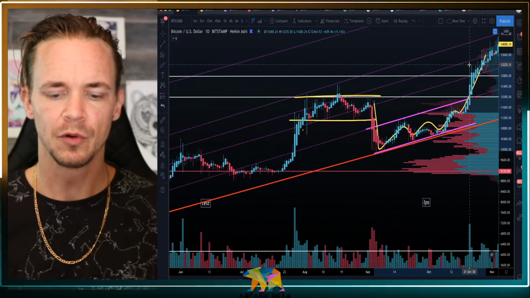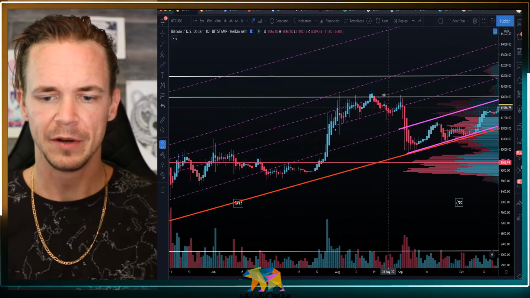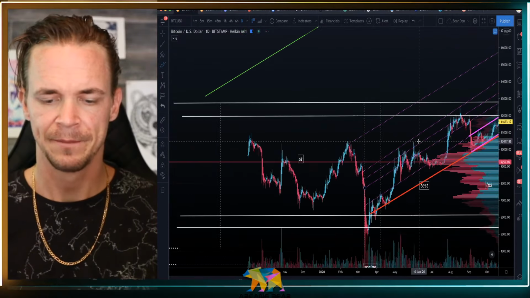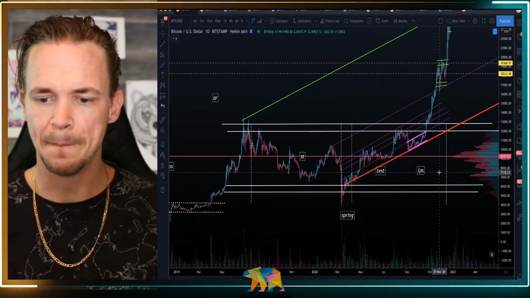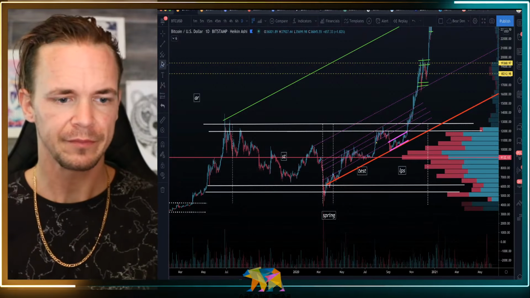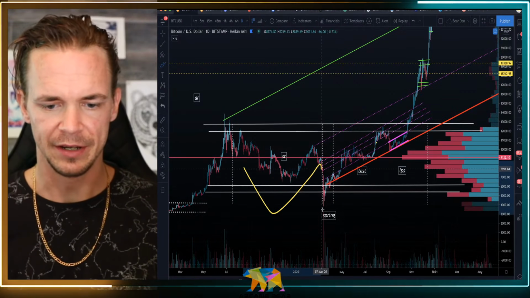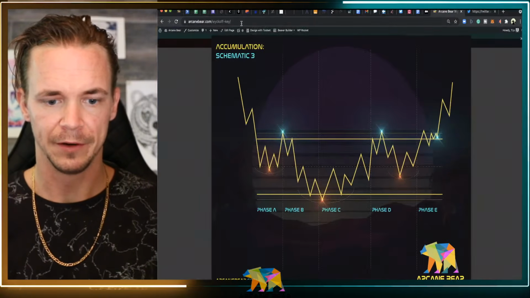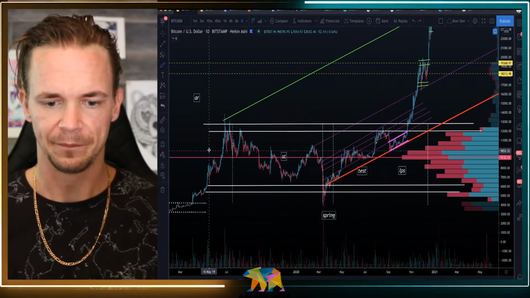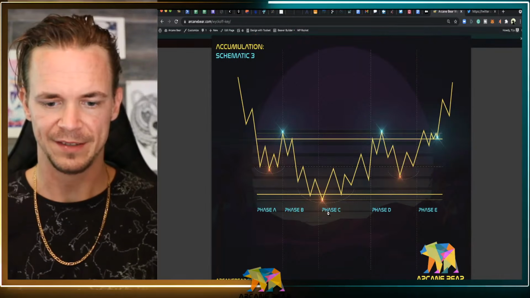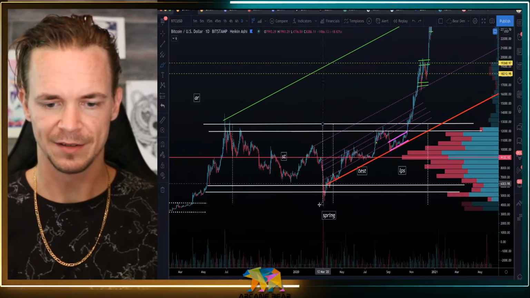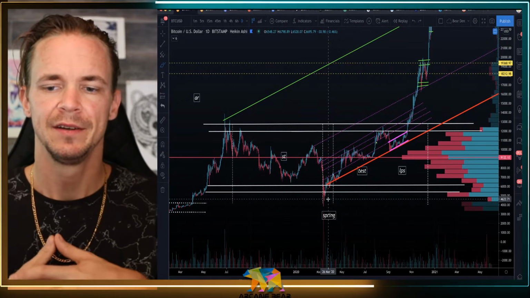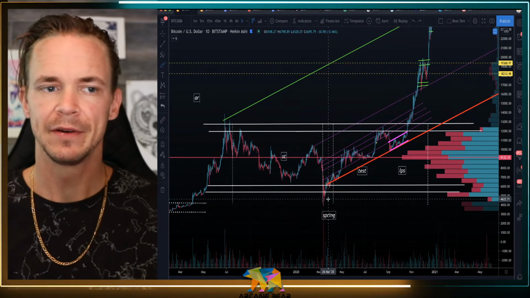Now again, what's important to remember is that the reason we were following these smaller reaccumulation and distribution schematics is because ultimately we were following a much bigger accumulation range. Here again, you can see where the inverse head and shoulders would have been one of the apparents, again, very similar to what we see here, where the phase C represents the spring below the box, and right here as well.